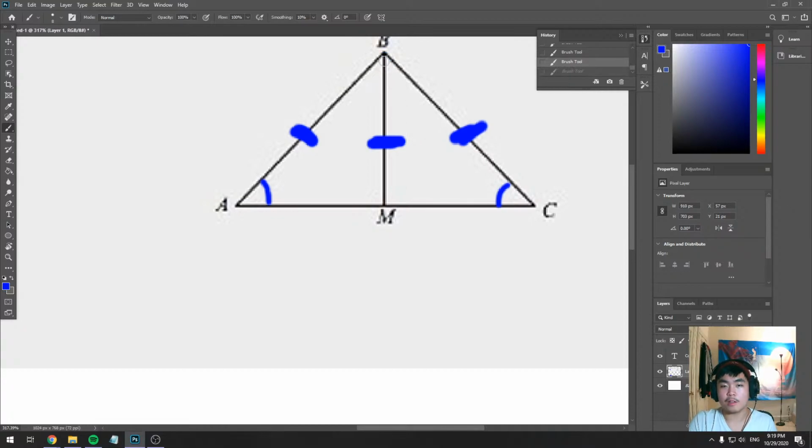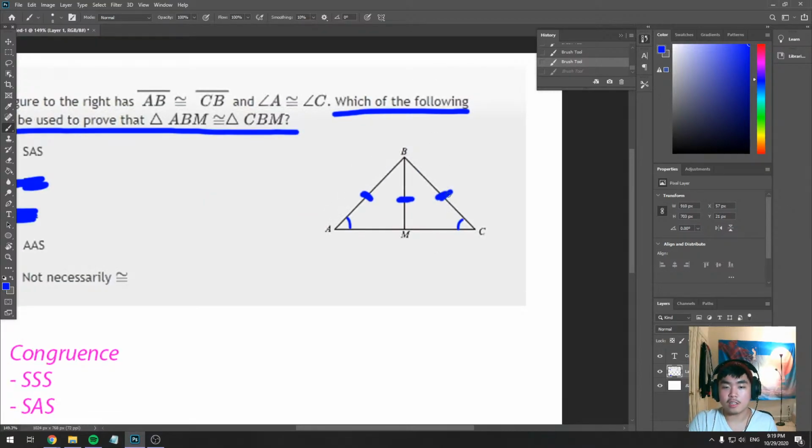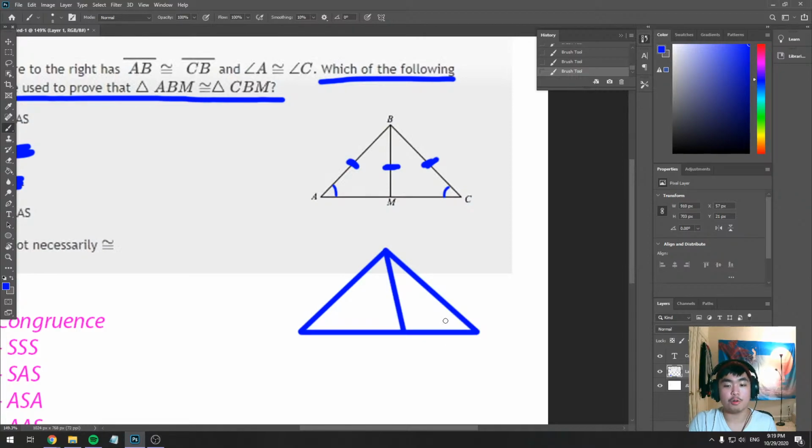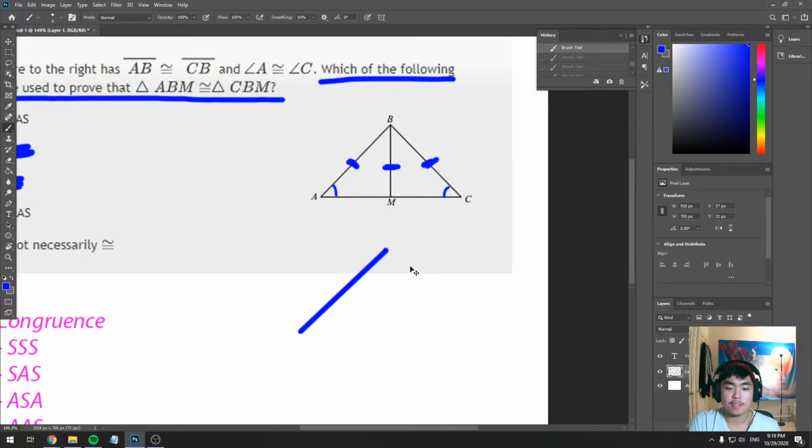Because if you think about it, you could draw other triangles. Like I could draw this kind of triangle, and it would still match this description. AB is the same as CB. These match. Angle A is the same as angle C. These match. BM is shared by both triangles. But what do you know? This is longer than this. So you have to only work with the description you're given.